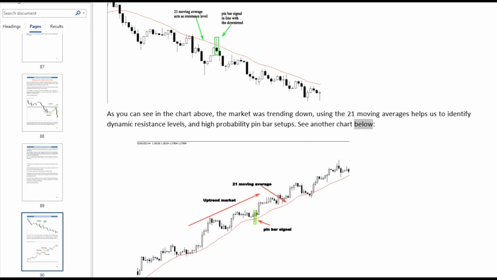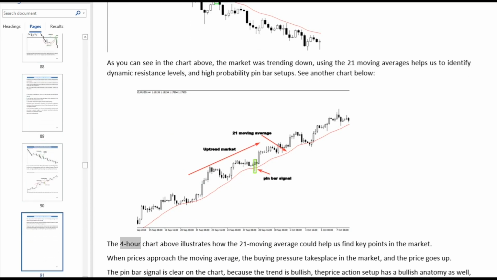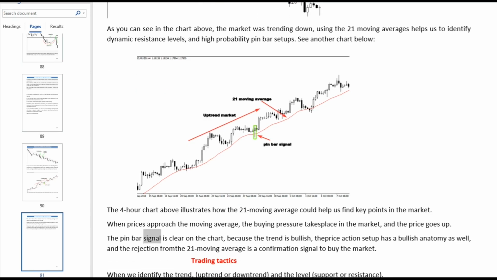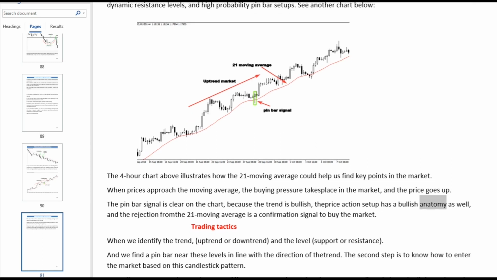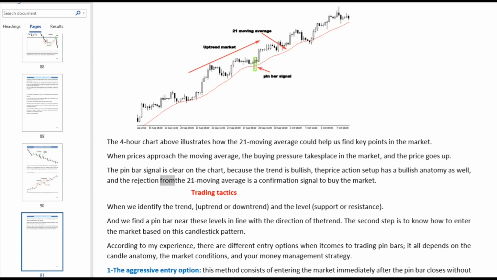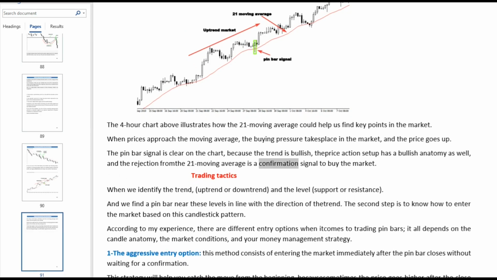See another chart below. The 4-hour chart above illustrates how the 21 moving average could help us find key points in the market. When prices approach the moving average, buying pressure takes place in the market, and the price goes up. The pin bar signal is clear on the chart, because the trend is bullish. The price action setup has a bullish anatomy as well, and the rejection from the 21 moving average is a confirmation signal to buy the market.